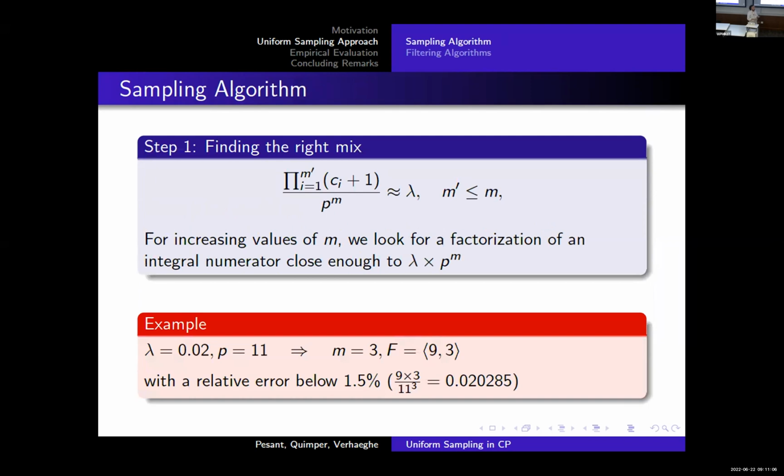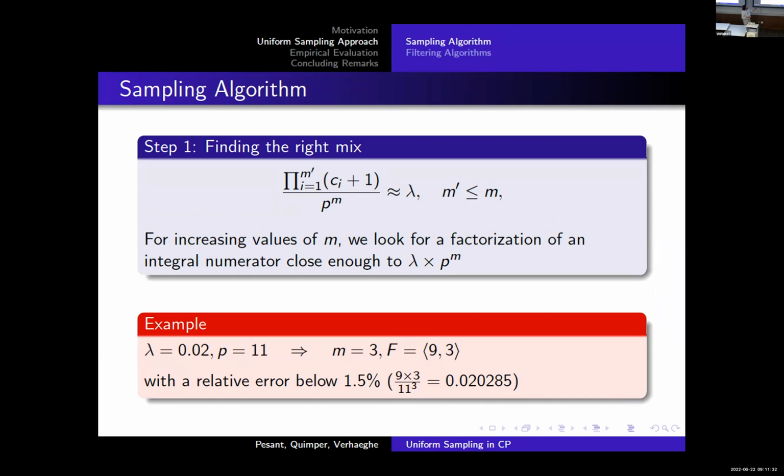So step 1, finding the right mix. Of course, if you want the details, they're in the paper, but basically looking again at this. This is the right-hand side we have for the inequality, for the modular inequalities. Here you've got the product over M prime, and you've got M here. So we're looking for a number of those modular constraints, m.